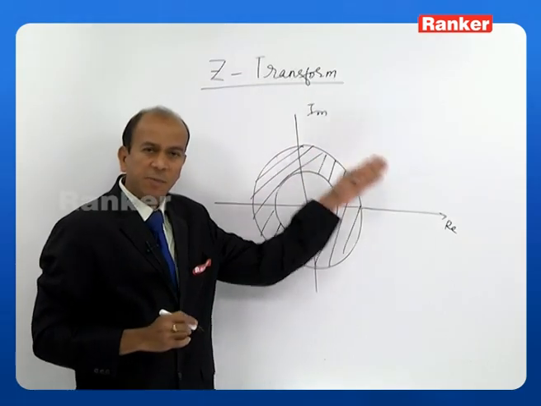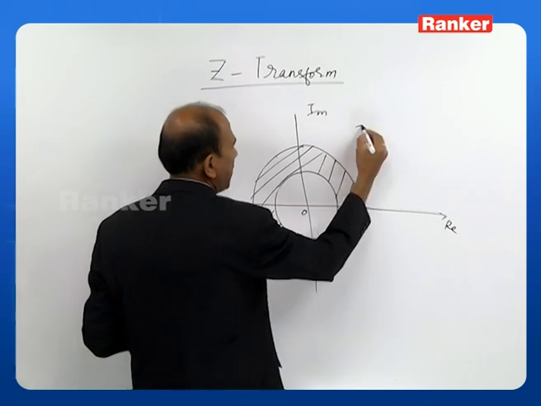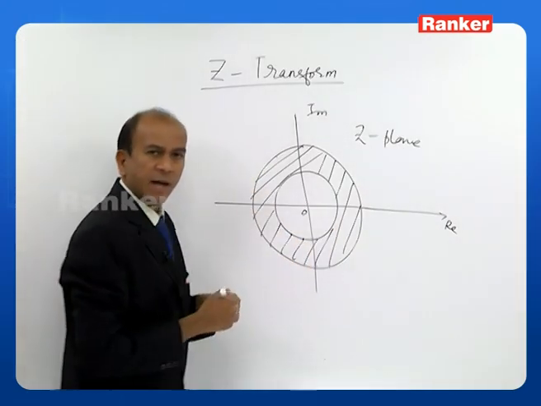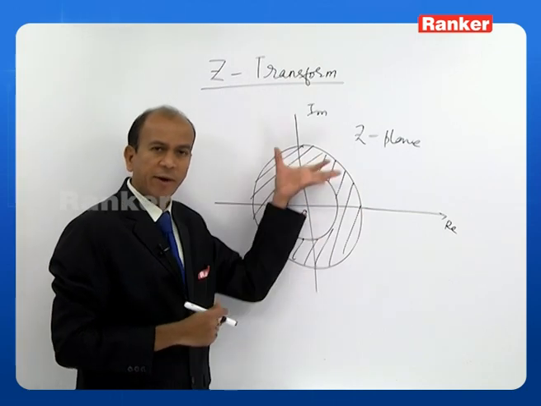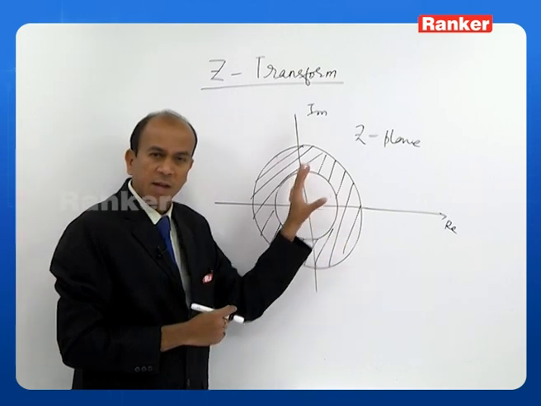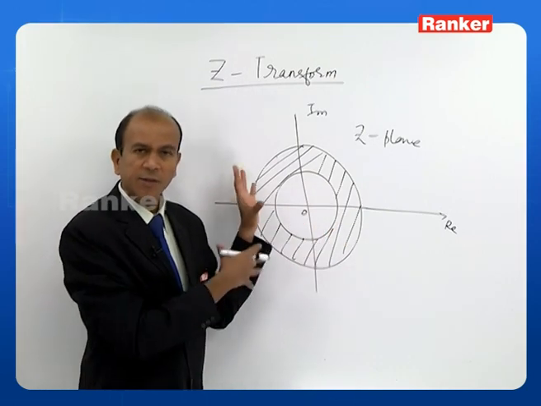Okay, this is the imaginary plane and this is the real plane, and this is our z plane. You see here the ROC is in the form of a ring or a disk. This is the circle of a certain radius, let us say some radius here. So, this is the ROC. Generally, it looks like this.